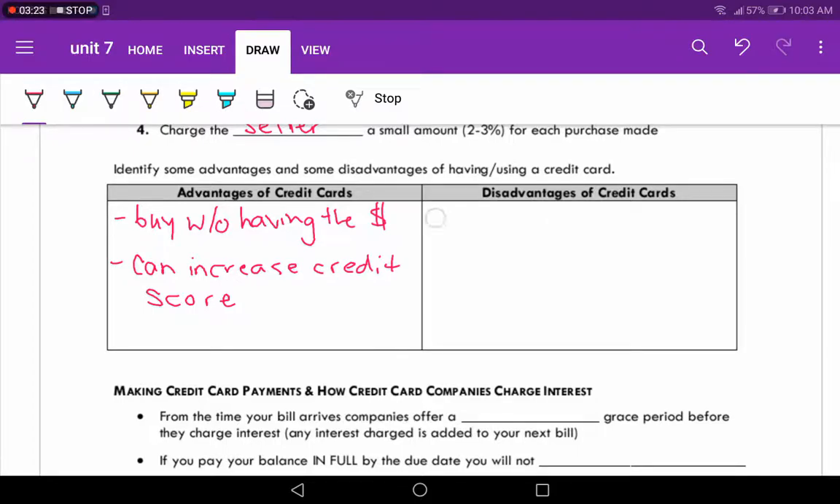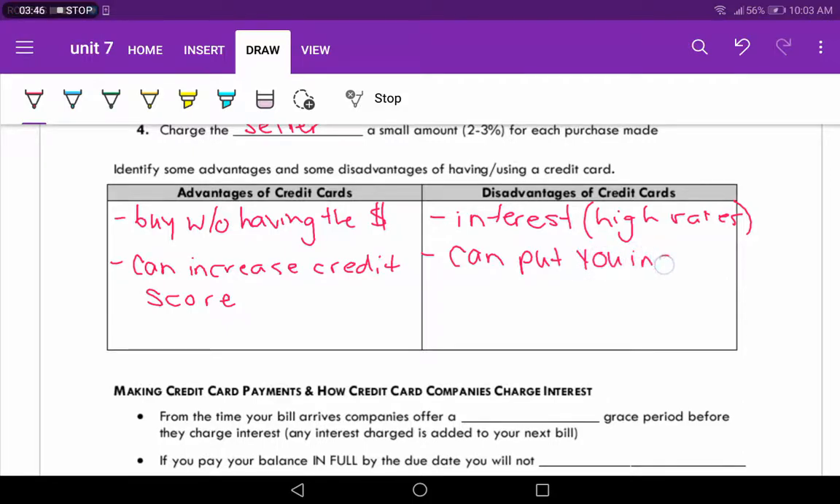So some disadvantages, if you use your credit card and you don't pay it off on time, you are going to pay interest. Specifically, they have high rates, as we read above. It can end up putting you in debt, right? Because you don't actually have that money. So you technically have debt that you have to pay off. And just like it can increase your credit score, it can also ruin your credit score if you don't pay things off.